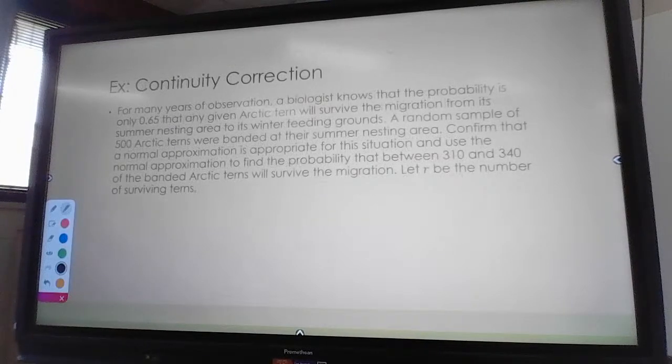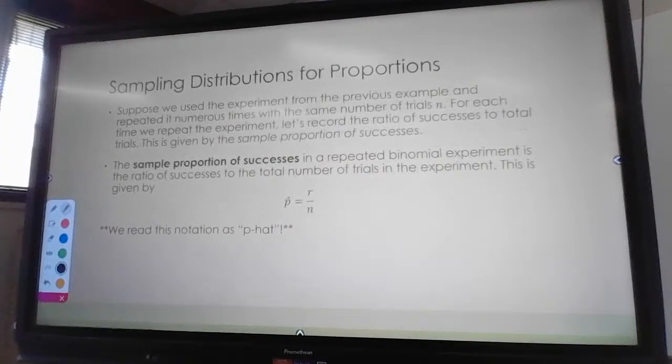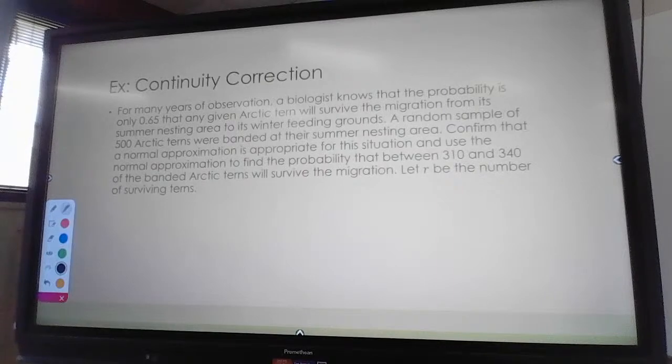Here's an example. For many years of observation, a biologist knows that the probability is only 0.65 that any given Arctic tern will survive the migration from its summer nesting area to its winter feeding grounds. A random sample of 500 Arctic terns were banded at their summer nesting area. Confirm that a normal approximation is appropriate for this situation. Use the normal approximation to find the probability that between 310 and 340 of the banded Arctic terns will survive the migration. Let R be the number of surviving terns.